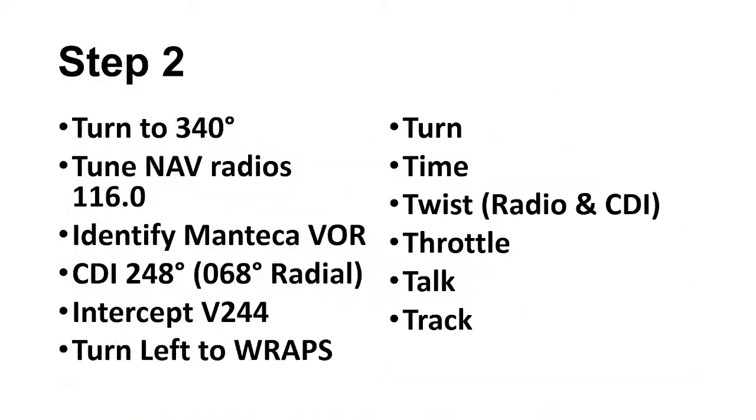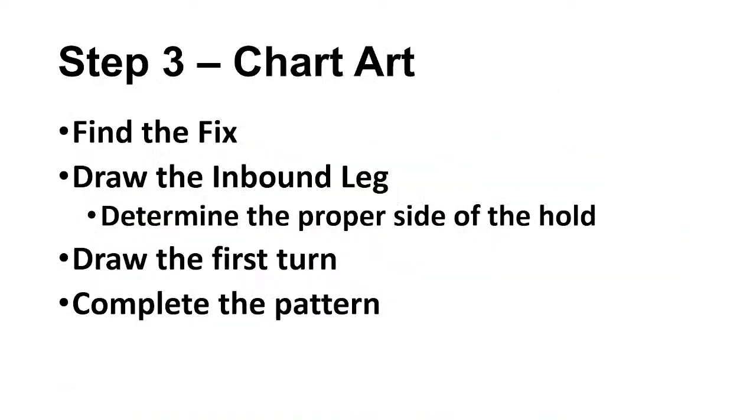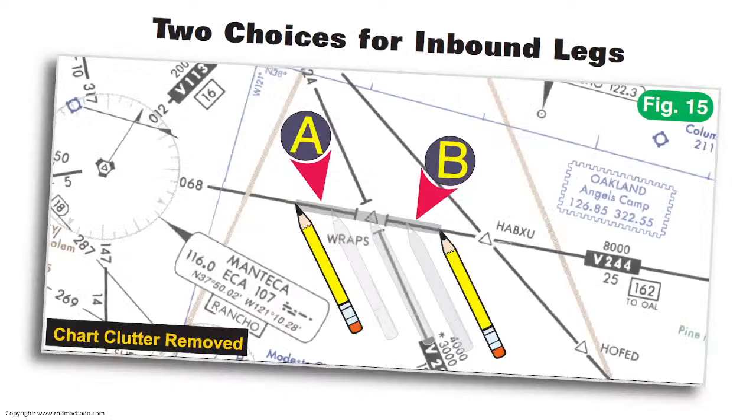So, all right. Essentially your inbound leg is on the east side. So you draw the fix, draw the inbound leg, determine the proper side of the hold, draw the first turn, and then you can complete the whole path. All right? So this is it. Two choices for inbound legs. So A or B. Which one did we say it was? B, because we're holding east. All right.